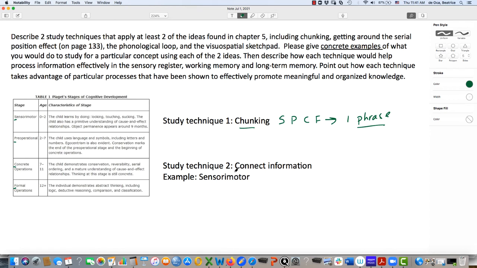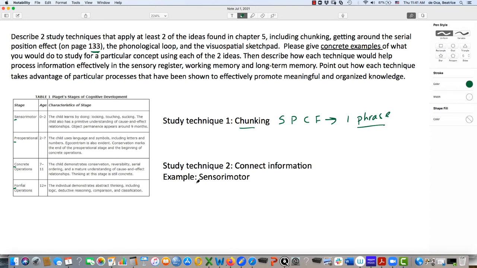My second technique is going to come from page 133, where it talks about how to get around the limits of the serial position effect, where we're likely to remember the first item and the last item, but not the ones in the middle. So to get around that, the book recommends to connect information.